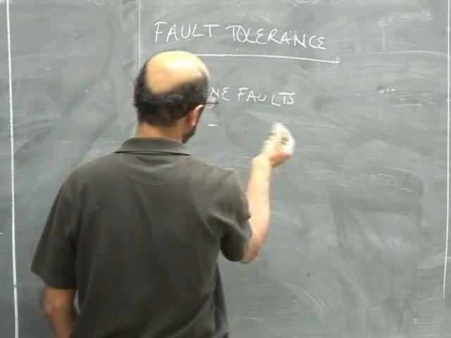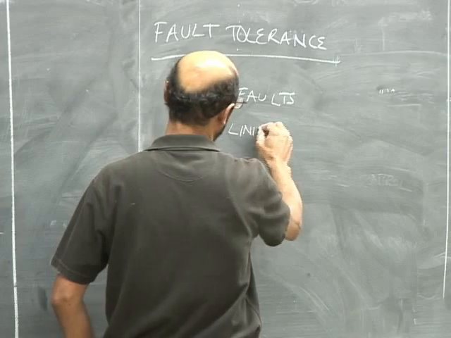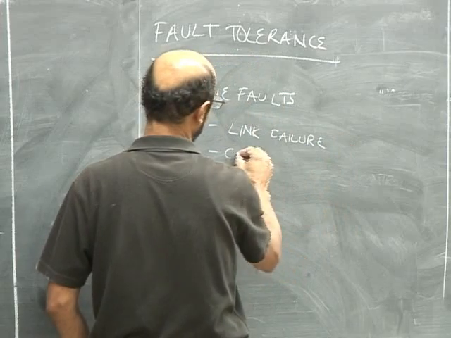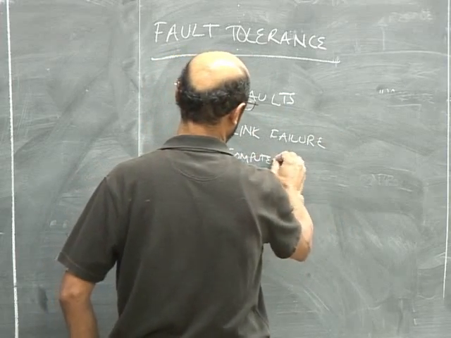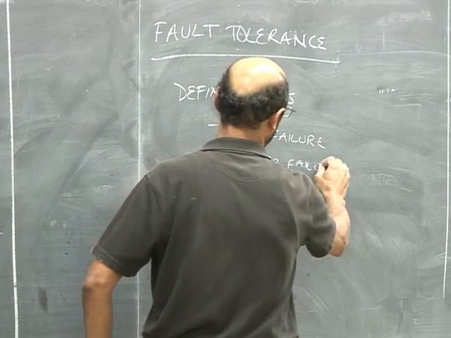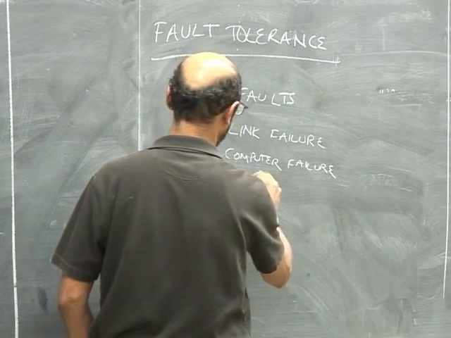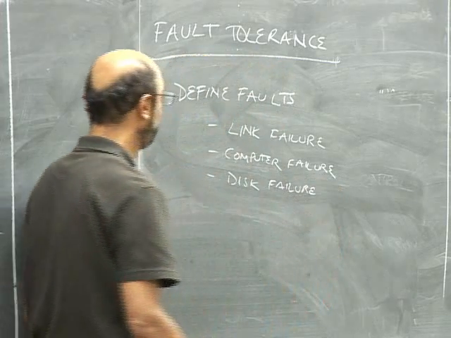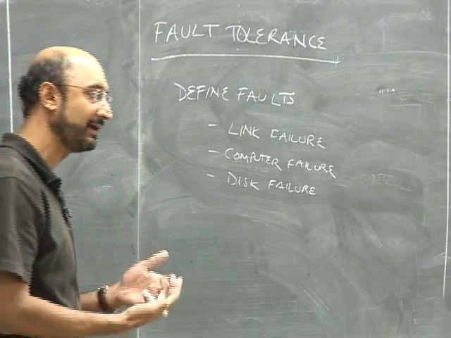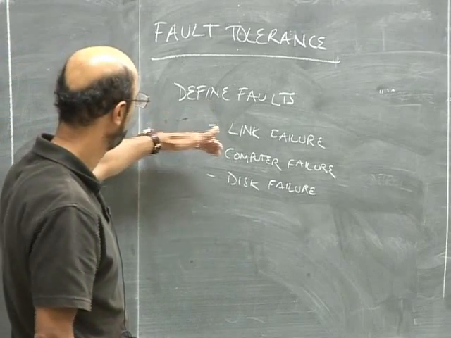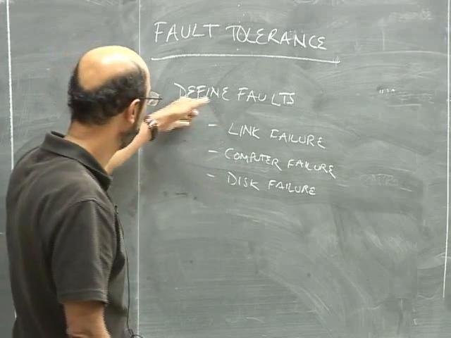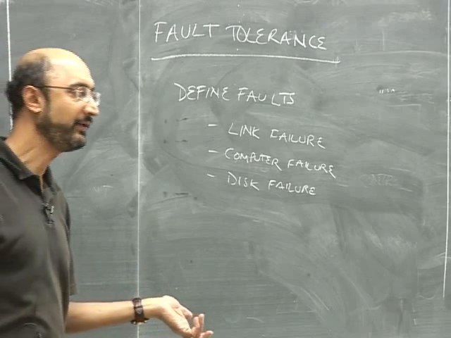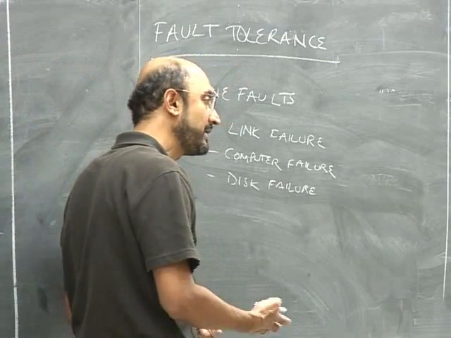We can define faults to be like a link failure. Certainly, we can talk about that. That's an obvious thing. We can have a computer failure or a node failure. We can have a disk failure. Okay, these are relatively easy because remember the underlying system is providing you communication, computation, and storage, right? So if these things are failing, then we have a failure. It's easy, but we can have other kinds of failures.